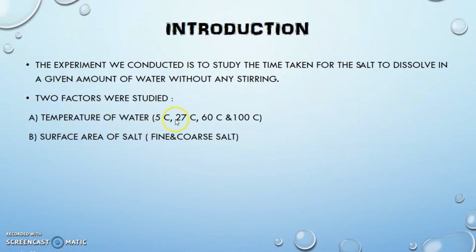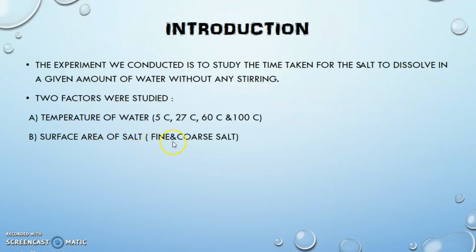Okay, for this factor we choose four temperatures which are 5 degrees Celsius, 27 degrees Celsius, 60 degrees Celsius and 100 degrees Celsius. For this part we kept the surface area of the salt constant. So we choose coarse salt to study the temperature of water, and the volume of water we choose is 400 ml.